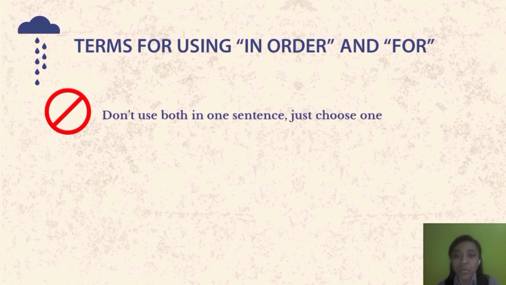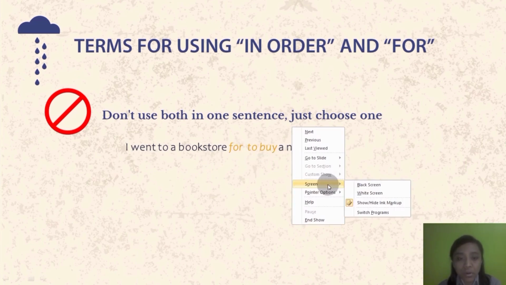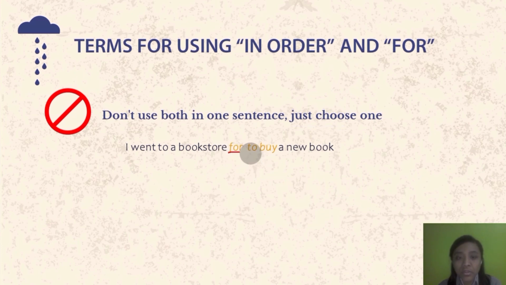The first rule: don't use both in one sentence. Just choose one. When you use in order to, you don't use for, and when you use for, you don't use in order to. For example, "I went to a bookstore for in order to buy a new book." This is wrong because you use for and then you use in order to.